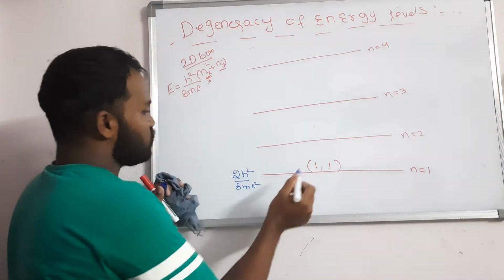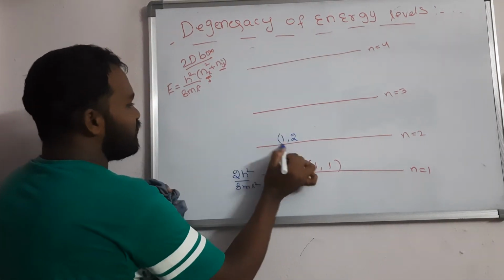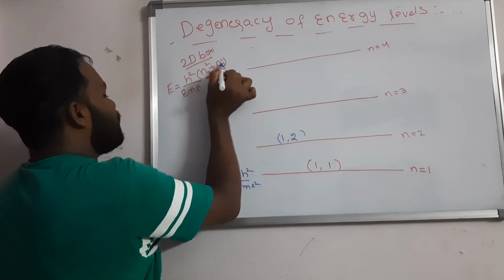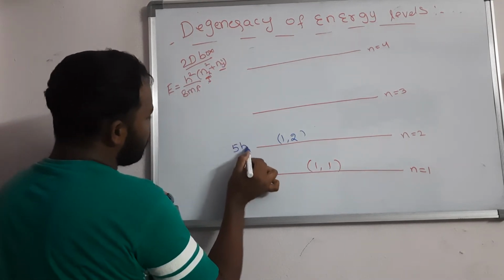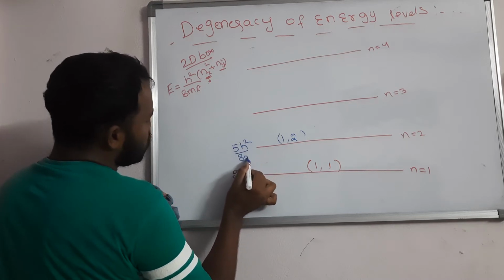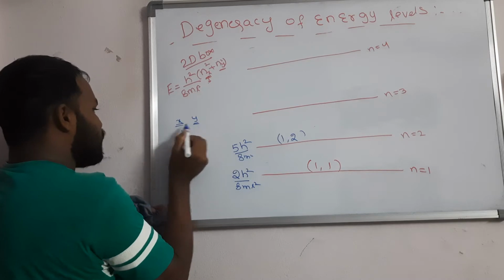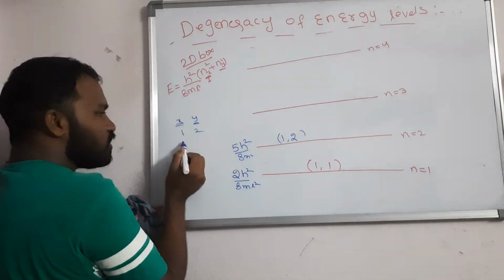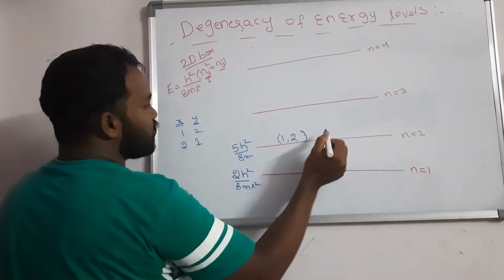In the second possibility I am going to take 1, 2. So if I take x as 1 and y as 2, what you will get is 5h square by 8ml square. So two possibilities are there: x is 1, y is 2, and you can also take x is 2, y is 1.